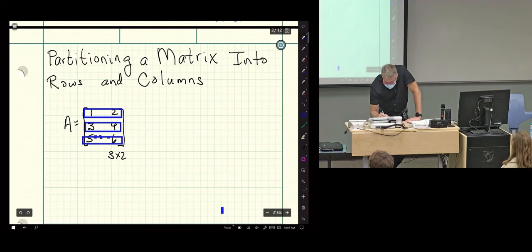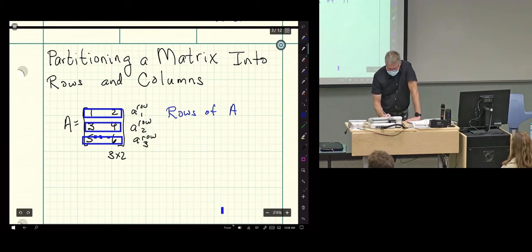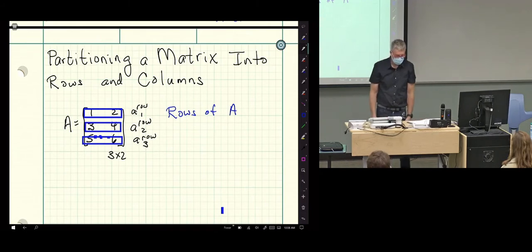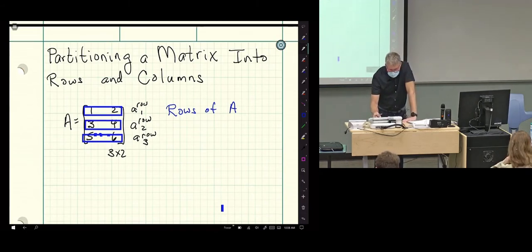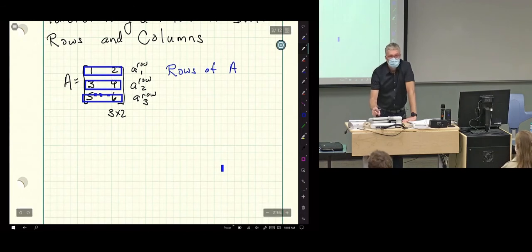So these are the rows of A. And we could call that A row 1, A row 2, A row 3. So that's how we partition A into rows, just like we would in a spreadsheet. Good with that?